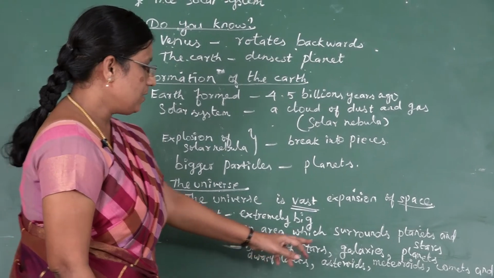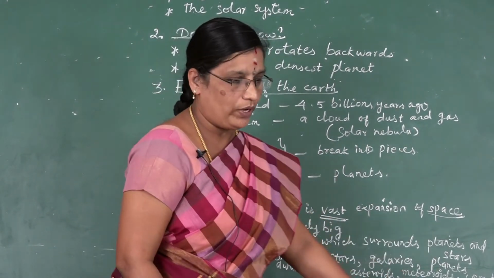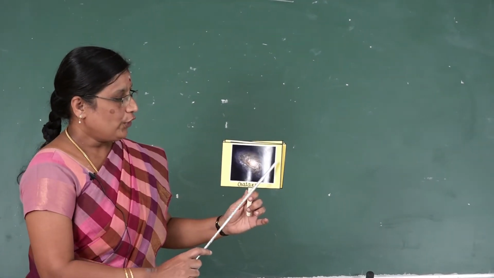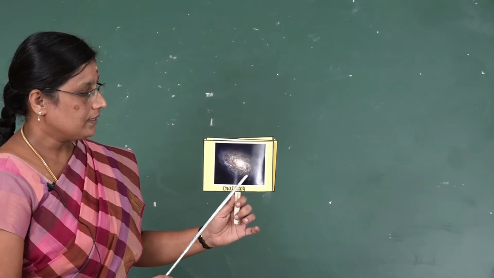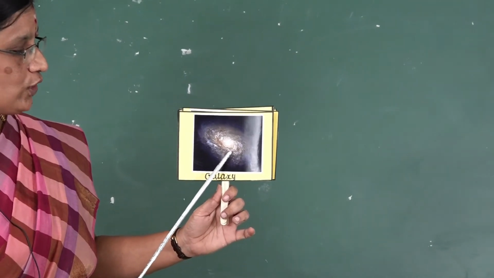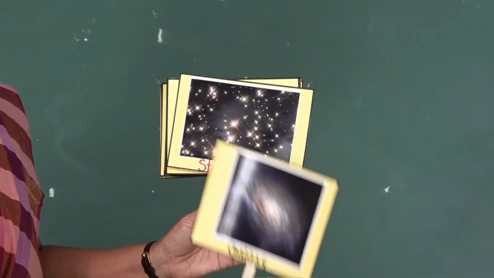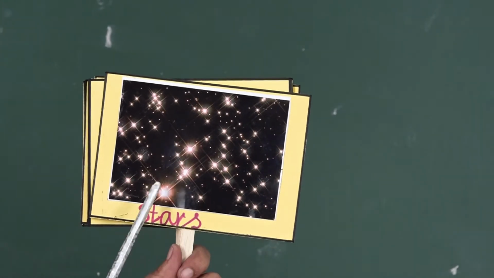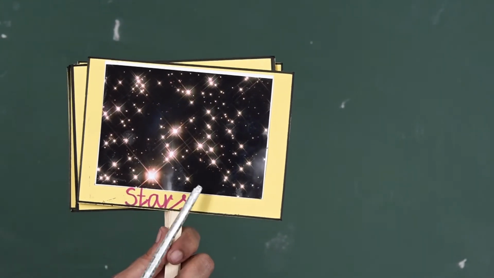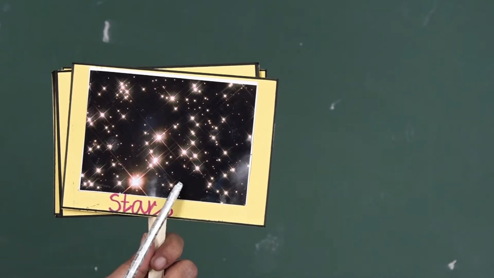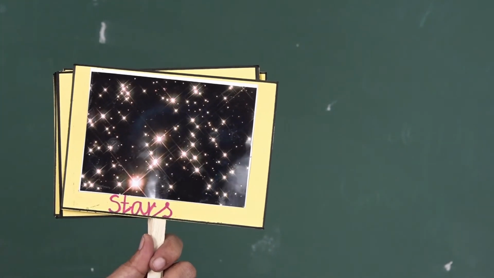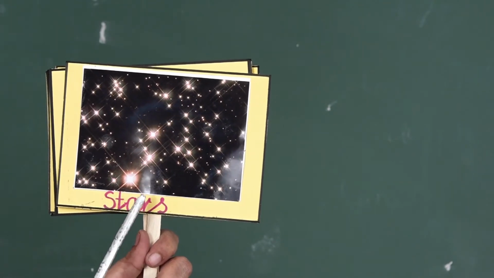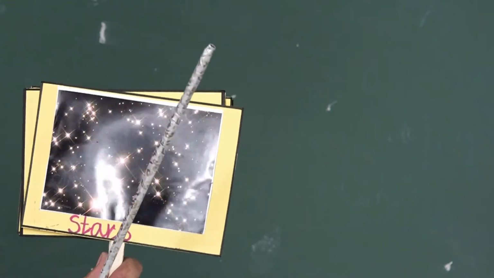Let us see one by one. What is called galaxy? A galaxy is a huge collection of dust and gas and billions of stars with their solar systems. The next one is what is called stars. Star is a luminous ball of gas. Mostly they consist of hydrogen and helium gas. They produce heat and light. They are far away from the Earth. That's why they look small.